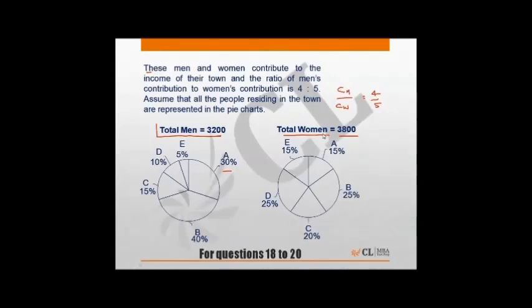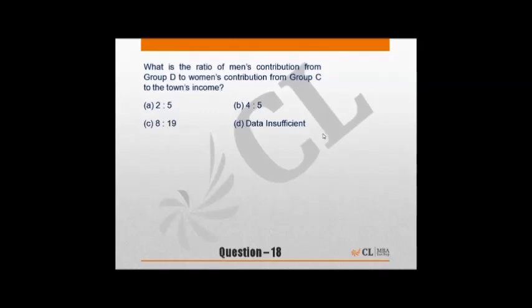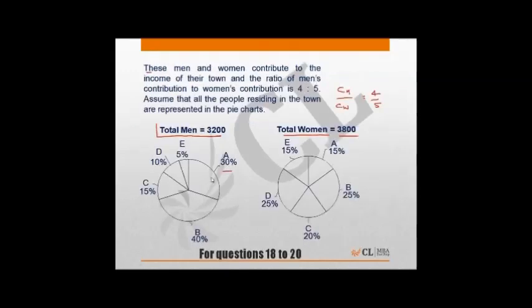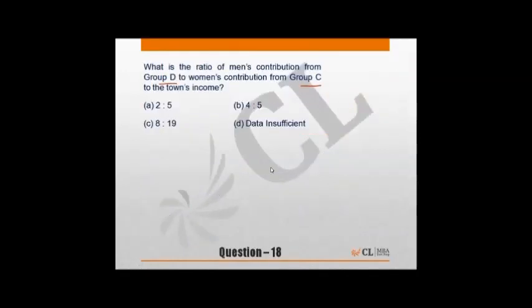Let's go to the questions. Question 18. What is the ratio of men's contribution from group D to women's contribution from group C? We don't know. We only know that the ratio of total contribution is there. But out of this, how much each group contributes, we don't know. Similarly for women. So the answer here has to be insufficient data, that we cannot calculate with the given data what the answer of this question should be.